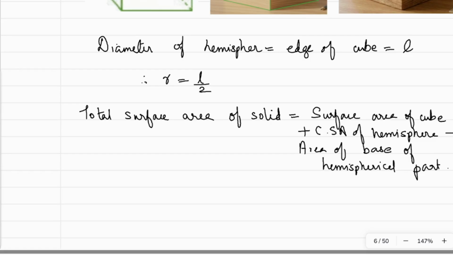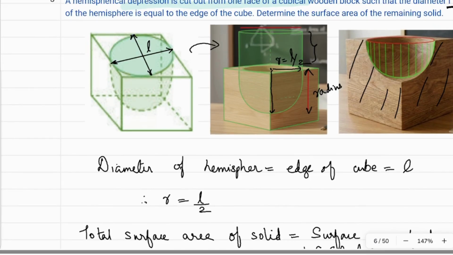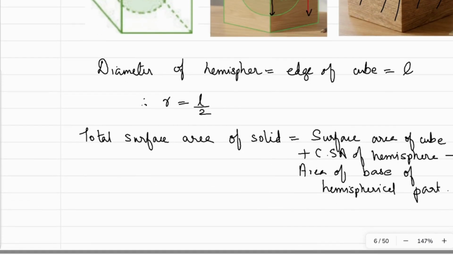That is, first we have to find the entire surface area of the cube. From there, we have to add the CSA of the hemisphere. Then from there you will have to reduce the area of the base of the hemisphere. Then we will get the TSA of the remaining solid.